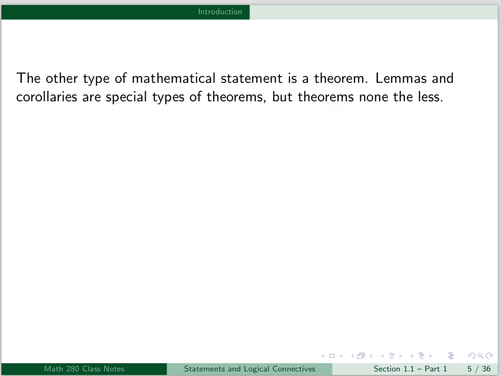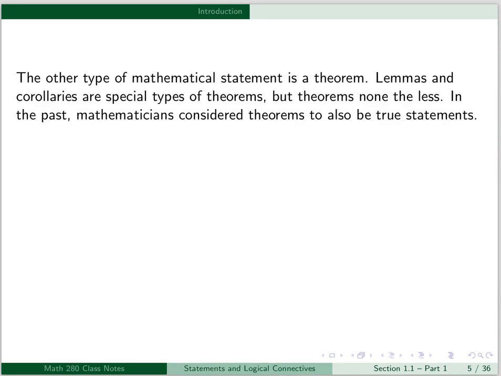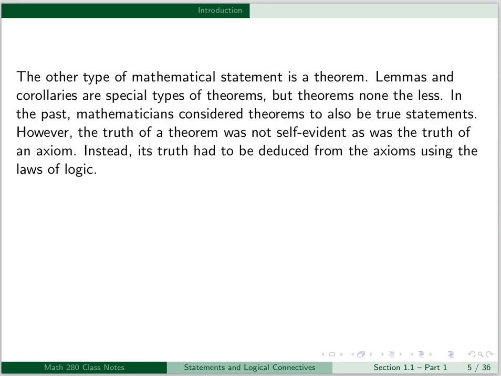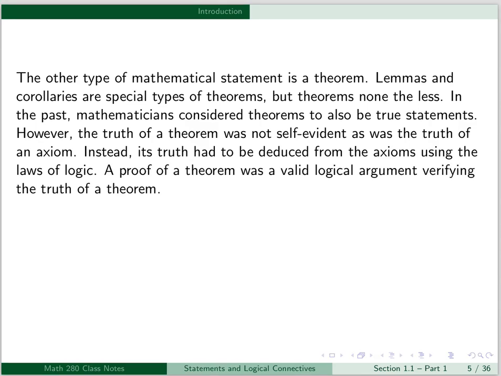The other type of mathematical statement is a theorem. Lemmas and corollaries are special types of theorems, but theorems nonetheless. In the past, mathematicians considered theorems to also be true statements. However, the truth of a theorem was not self-evident, as was the truth of an axiom. Instead, its truth had to be deduced from the axioms using the laws of logic. A proof of a theorem was a valid logical argument verifying the truth of a theorem.